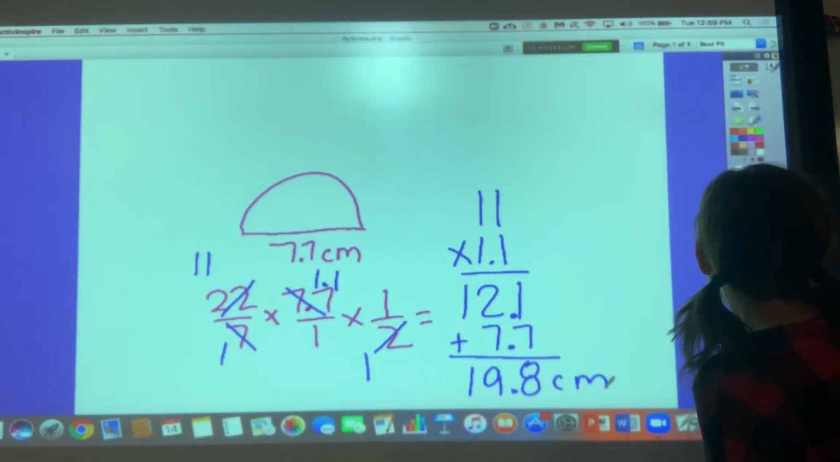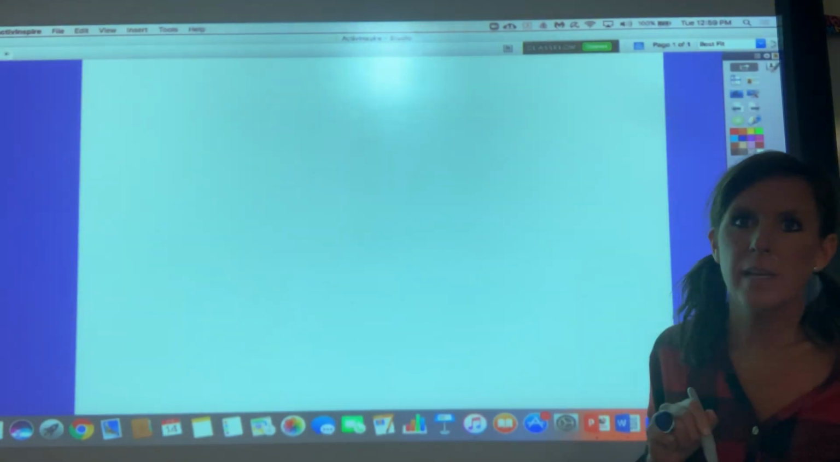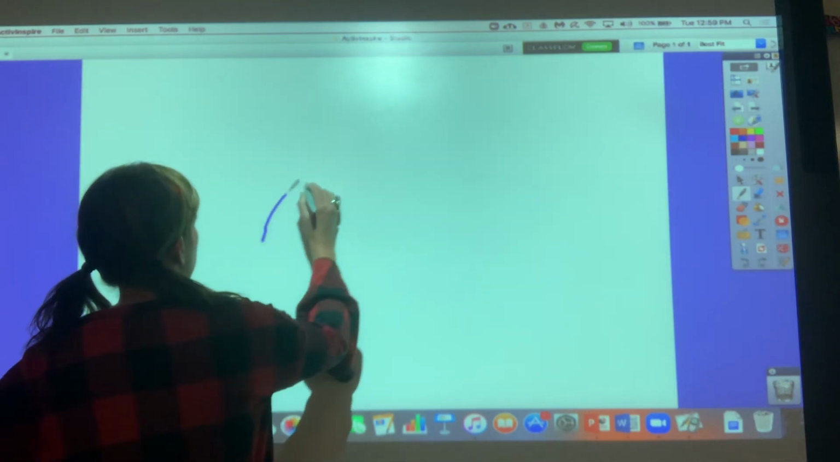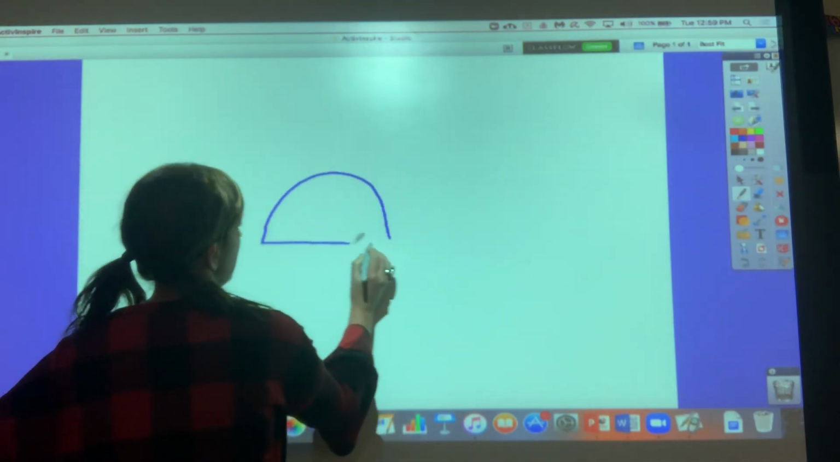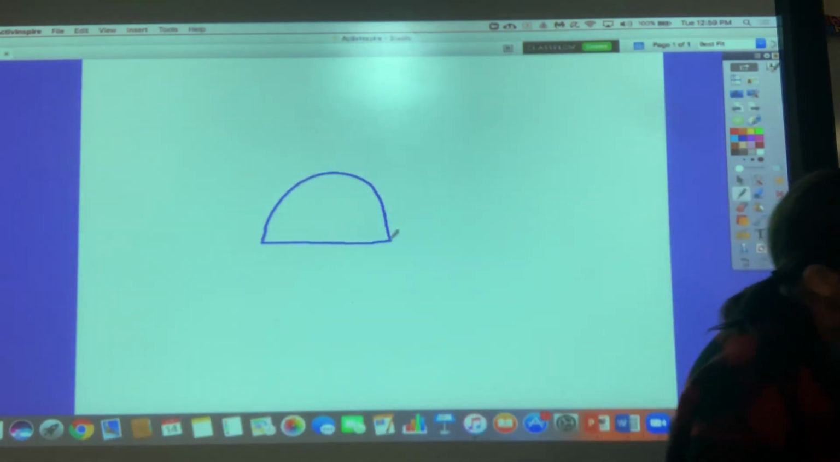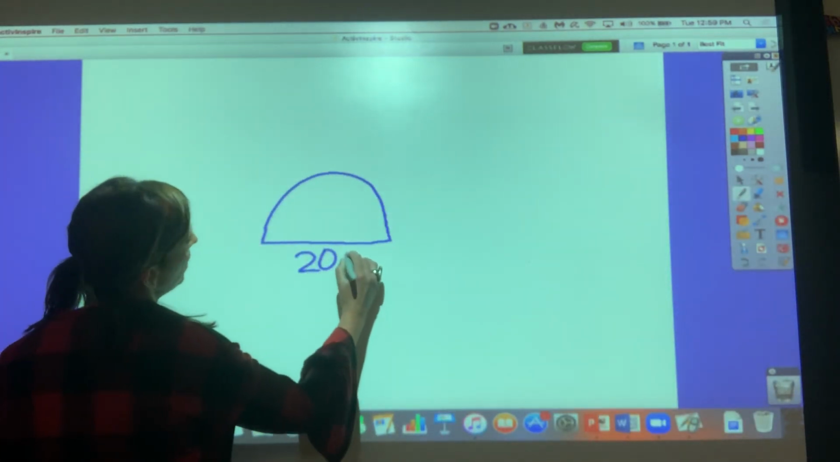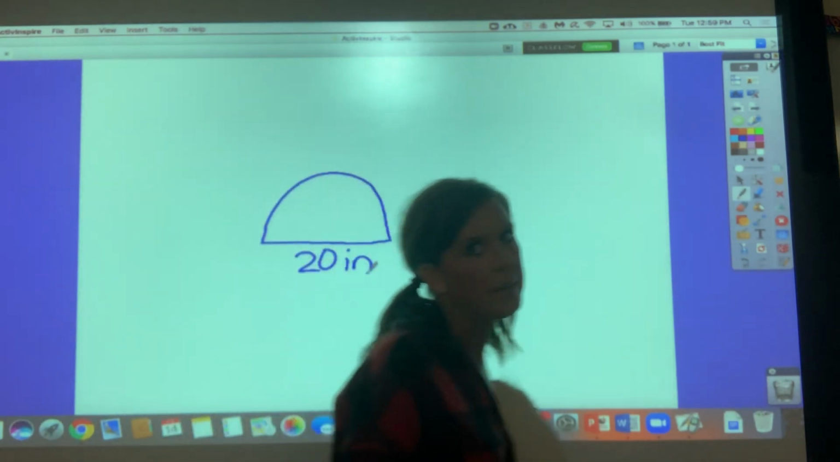All right, let's look at a problem that is going to, we're not going to be able to use 22/7 for pi, and it's going to be a semicircle. All right, so we have a semicircle, and the diameter is 20 inches. Okay, the diameter is 20 inches.